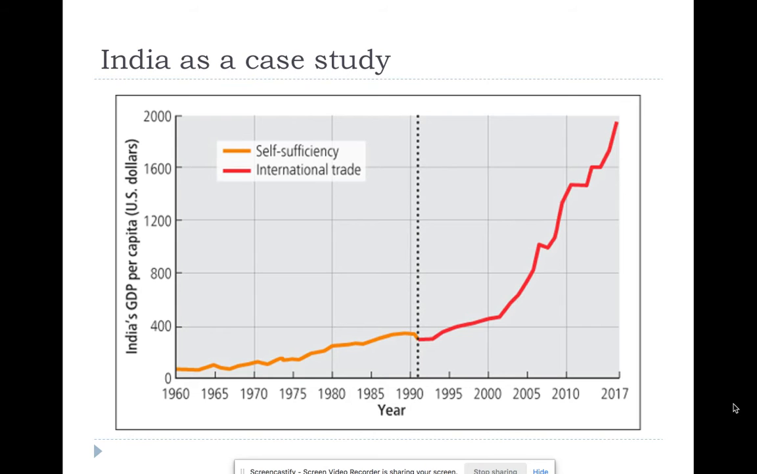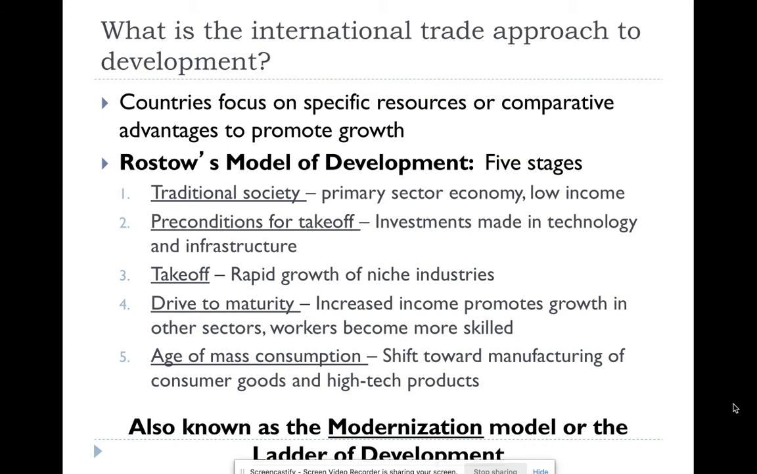So you can see what they were like during their self-sufficiency years, and then that dotted line there, right around 1991 or 92, that's when they all of a sudden take off, and that's where they begin the international trade approach. And you can see that they were much more successful as an international trade approach country, right? Again, that globalized economy makes it very difficult for you to remain self-sufficient at this point. So we look at the international trade approach.